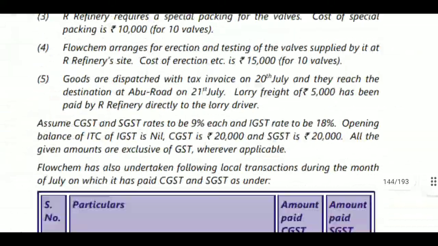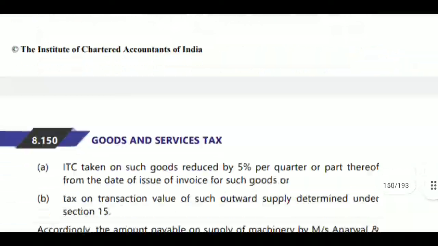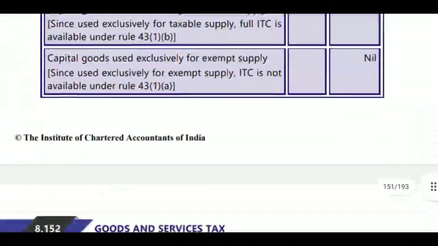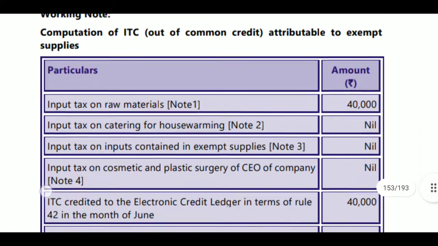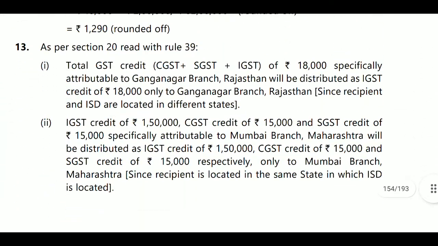So question number 12, 13th question answer will be like this. We can write the answer: IGST will be distributed. If the IGST is distributed, you must issue the invoice. So as per section 20, read with rule 39, total GST credit. What is the GST credit?